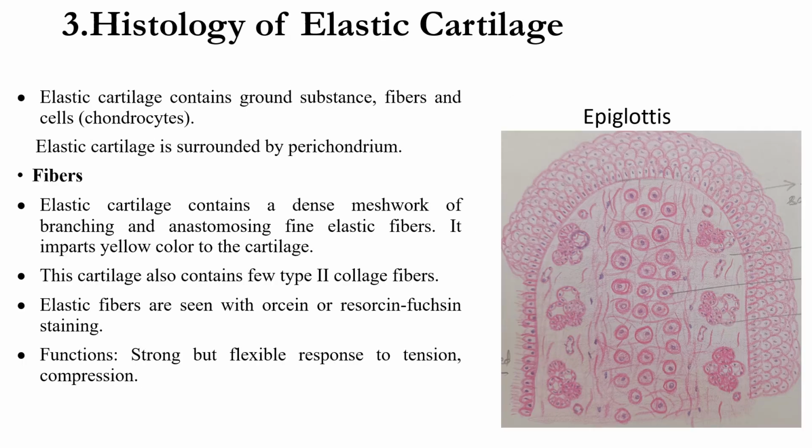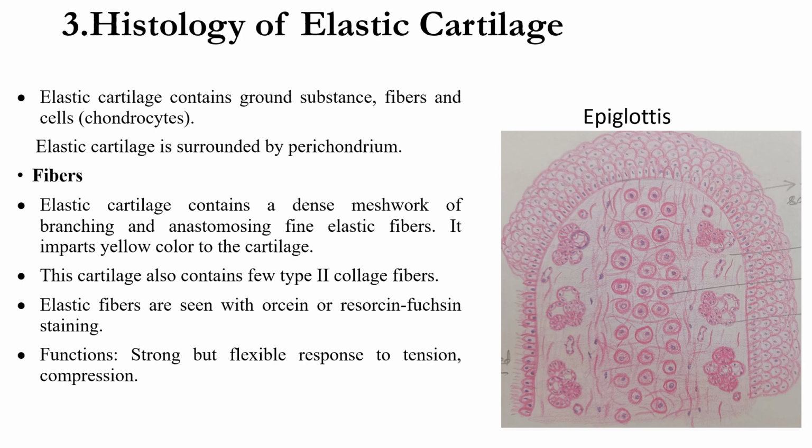So the third variety of cartilage is elastic cartilage. Elastic cartilage also has cells, mainly chondrocytes, then fibers, collagen, and abundant elastic fibers are there, and there is ground substance made up of proteoglycans. And elastic cartilage is also surrounded by perichondrium, like hyaline cartilage.